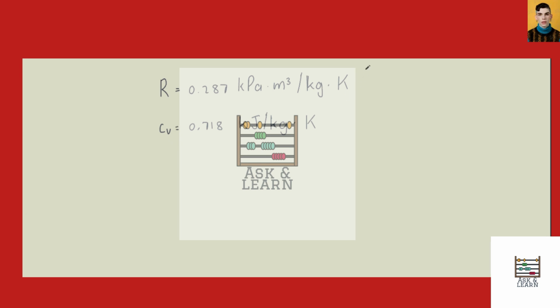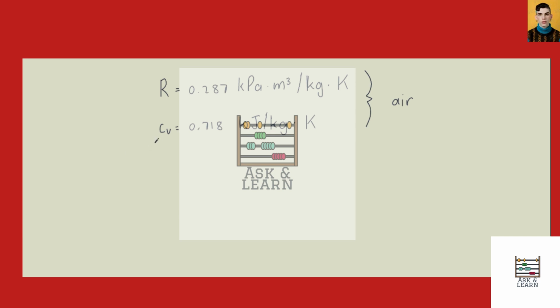Air has the properties as follows. The gas constant is 0.287 kilopascal meter cubed per kg Kelvin. The specific heat from our table at a temperature of 300 Kelvin is 0.718 kilojoule per kg Kelvin.